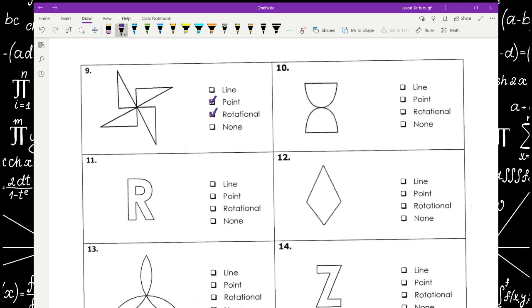Moving on to number 10. Does it have a line symmetry? We can draw a line straight through, or we can draw a line horizontal. Either of these ones gives us equal parts. The point symmetry, yeah, turn it 180 degrees, still looks the same, which also makes it rotational. Number 11, line symmetry, no. Point, no. Rotational, no. So none.